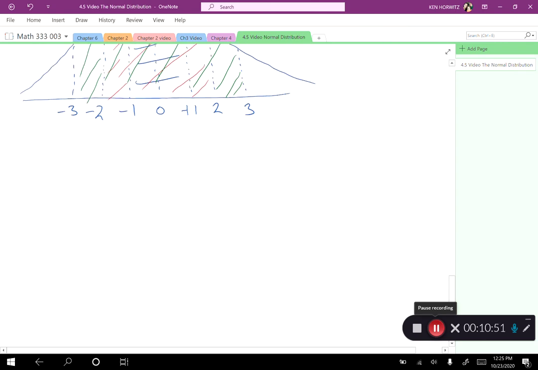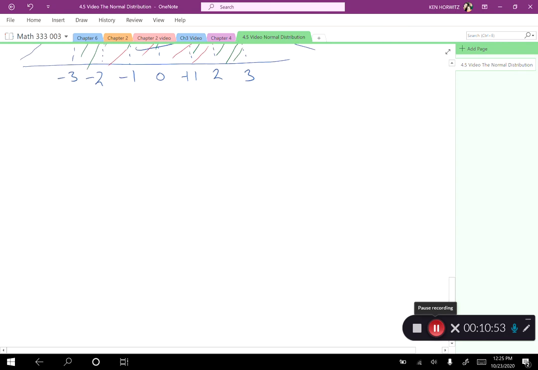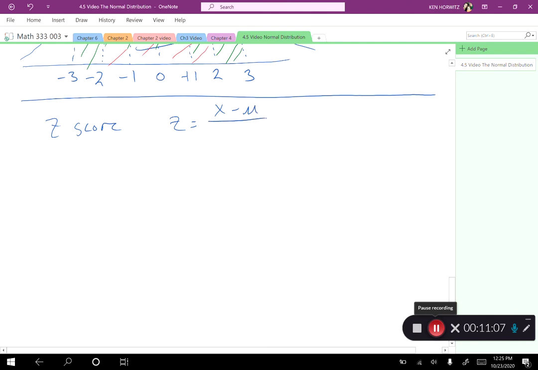All right. So how do we convert to the standard normal distribution? Well, the way we convert is we use something called the z-score. And our z-score formula is z equals x, our data value, minus mu, all over our standard deviation. And this formula is going to help us map to our standard normal distribution.